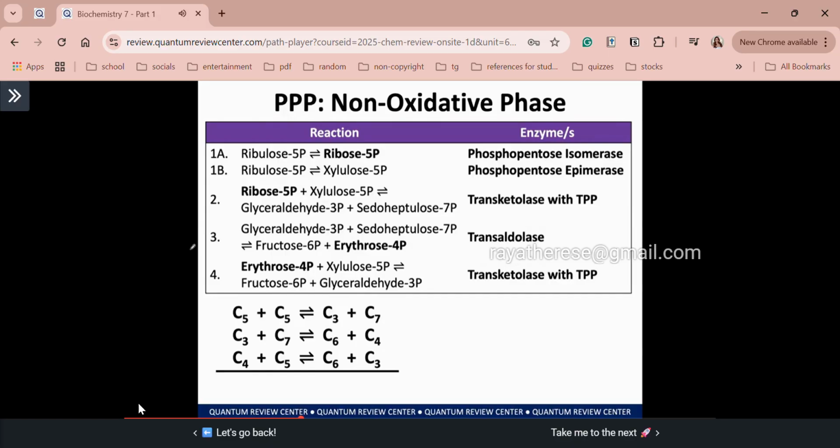Sir, is the chemical equation based on the number of carbons in the sugar? Yes. So class, let's check the first chemical equation only. Ribose 5-phosphate, it's a 5-carbon sugar, C5.